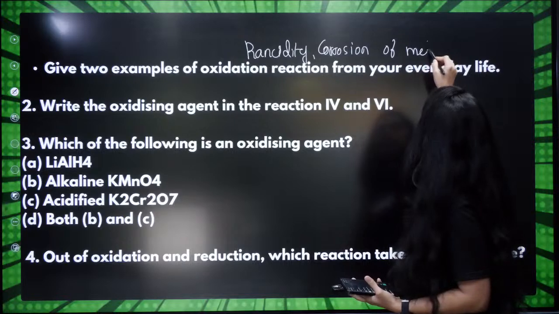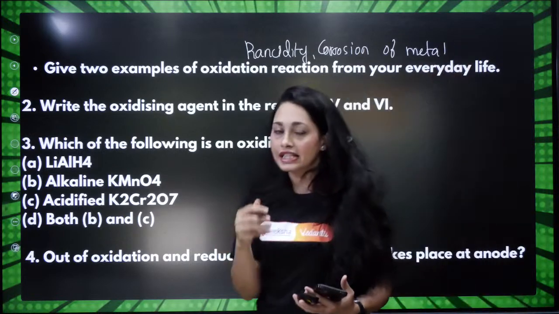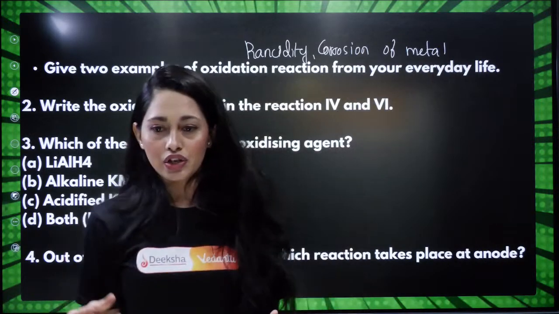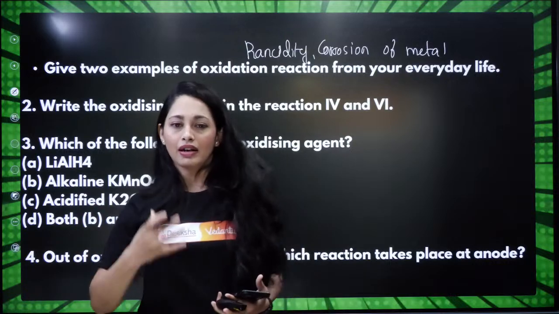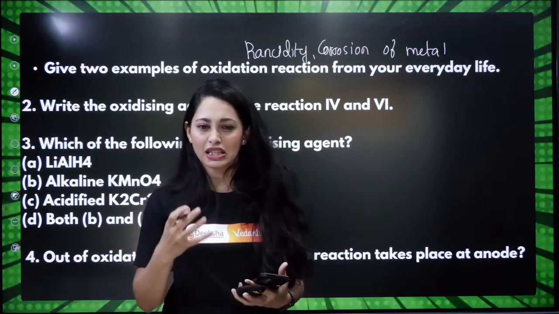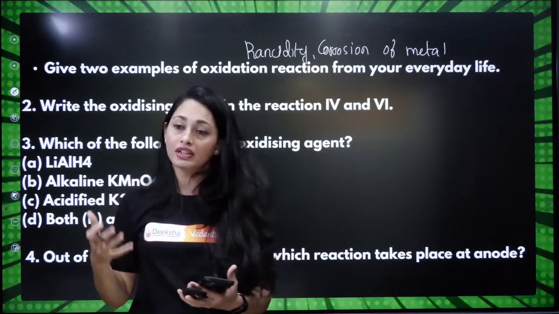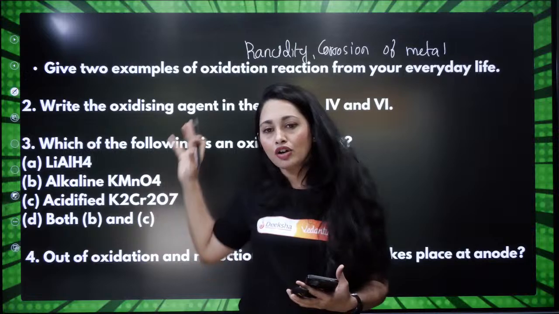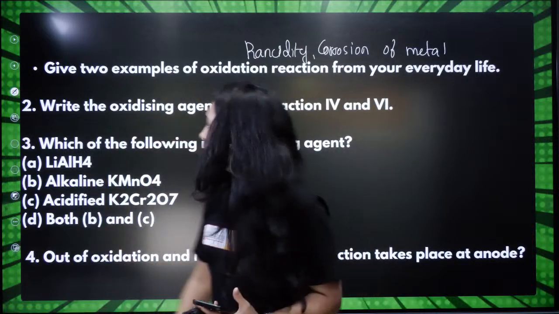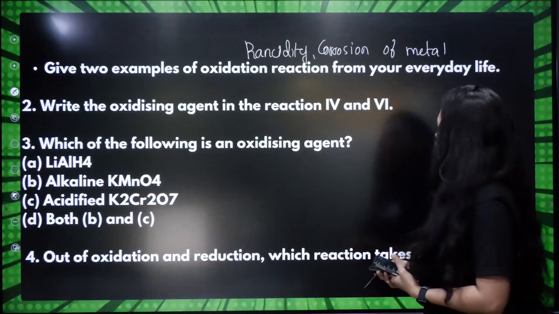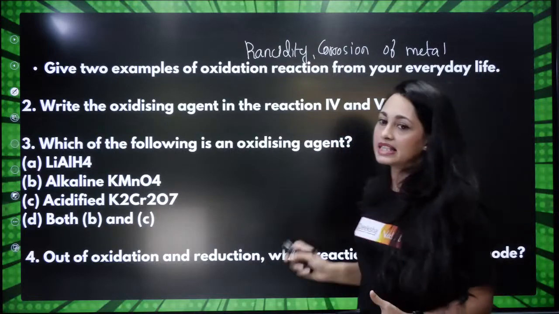Rancidity is nothing but foods containing oils and fats undergoing oxidation reaction and becoming rancid. Rancid means they will have a foul taste and foul odor, which we cannot consume. That is rancidity. Corrosion we just discussed. Okay. Next one, write the oxidizing agent in the reaction 4 and 6.